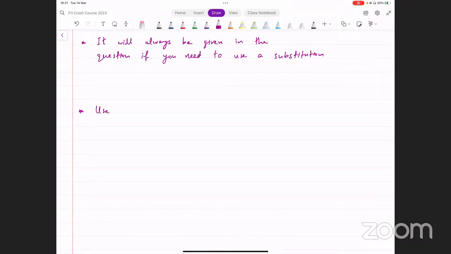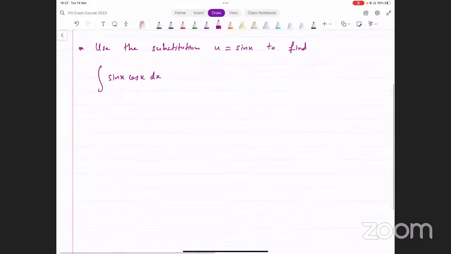For example, let's say you have something like this. Let's say you have to use a substitution u equals sine of x to find the integral of sine x into cos x with respect to x.